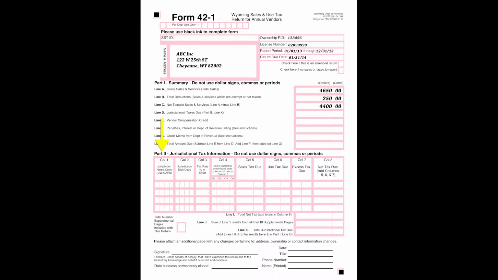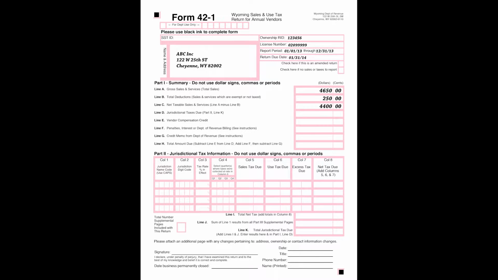This is where you will report the amount of tax collected for any reporting jurisdictions that you have made. Keep in mind, you can find the jurisdiction name and digit codes in the vendor's manual as well as online at the following address.